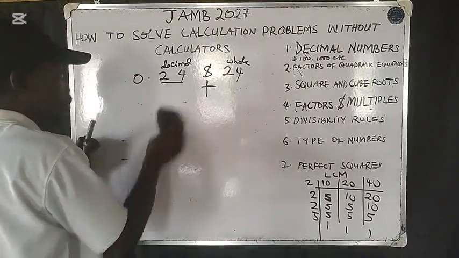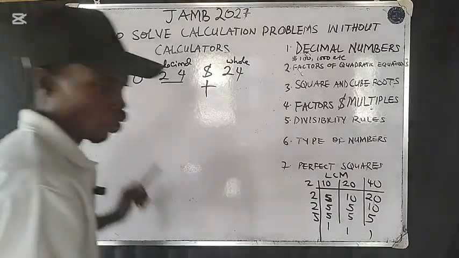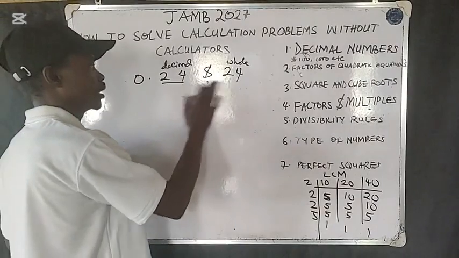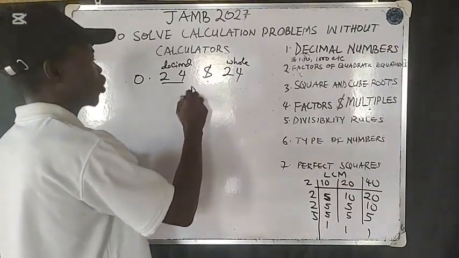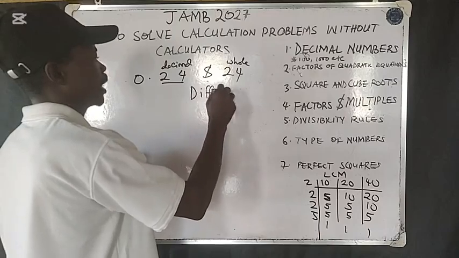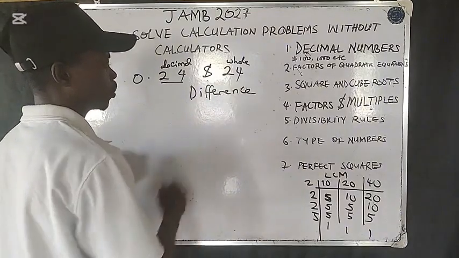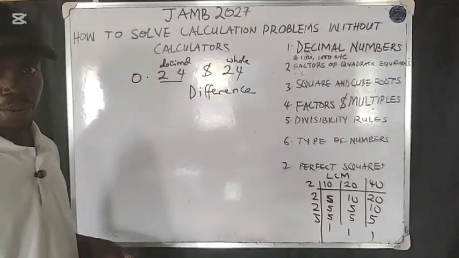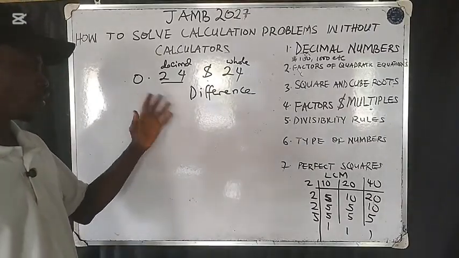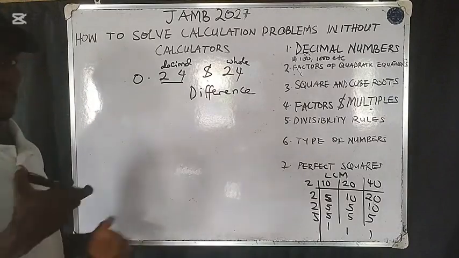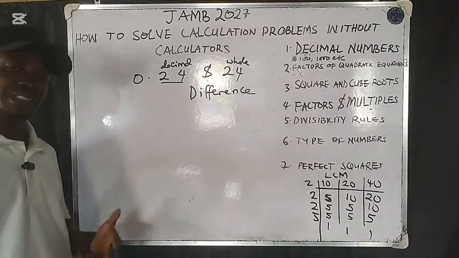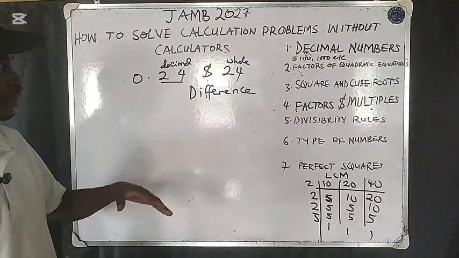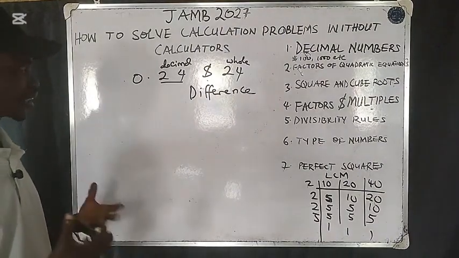Now, assuming you want to subtract, the order matters. The one you write first matters. Assuming you are subtracting, let's say you are finding the difference of the two numbers. That is, you want to minus the smaller one from the bigger one. So when you want to minus or find difference, the order in which you write them matters. In the case of addition, any one you write first is okay.